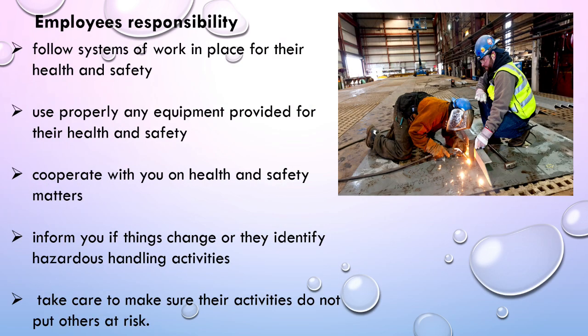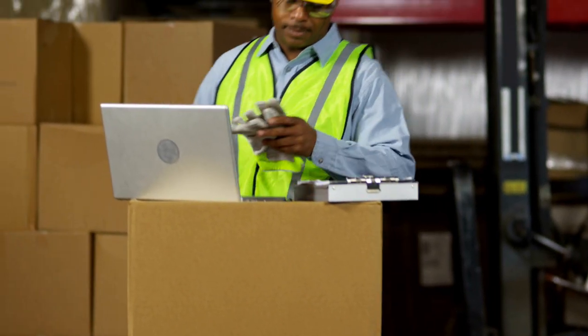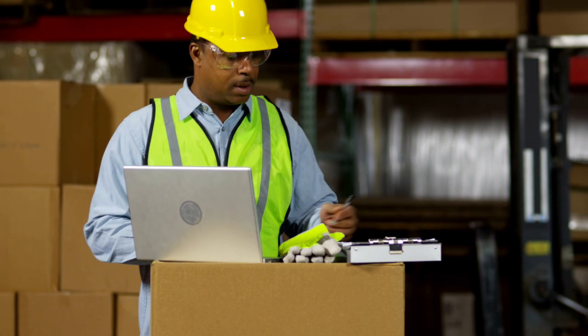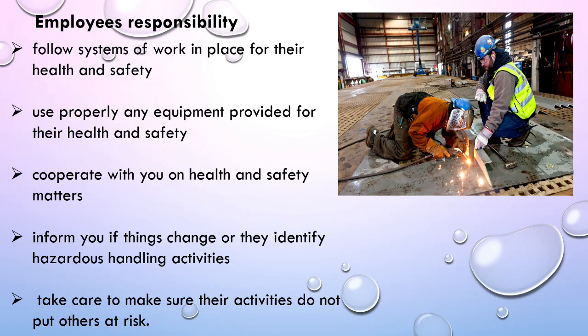Employees' responsibilities. You've got to follow the system of work in place for your health and safety. Make sure you use properly any equipment provided for your health and safety. You must cooperate on health and safety matters. Inform your employer if things change, or if you identify any hazardous handling activities. Make sure you keep that communication with your employer to make sure that everyone is safe. Take care to make sure that your activities do not put others at risk.